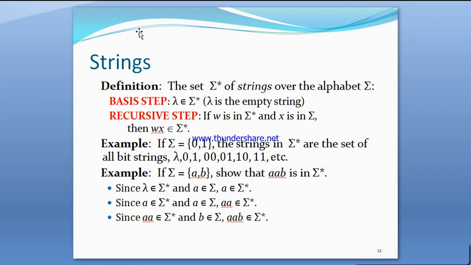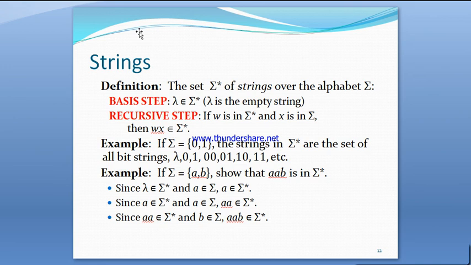As an application to this set of strings, let us consider sigma equal to {0, 1} and strings in sigma star be the set of all bit strings: lambda, 0, 1, 00, 01, 10, 11, etc. So the sigma and sigma star have been defined in the problem, right? That is the recursive definition that has been defined for sigma star, the set of bit strings defined over bits 0, 1.